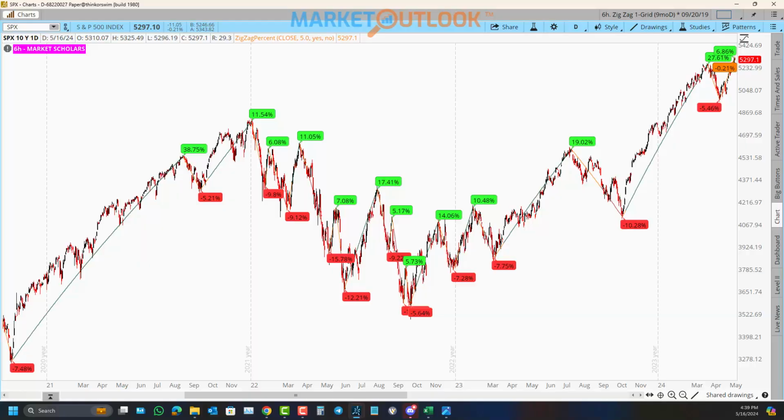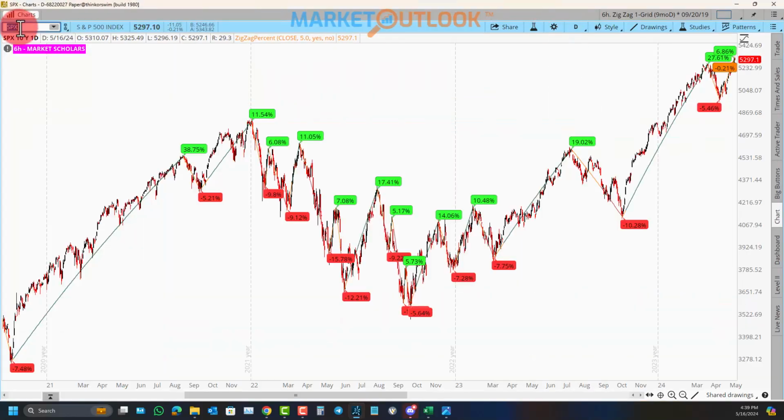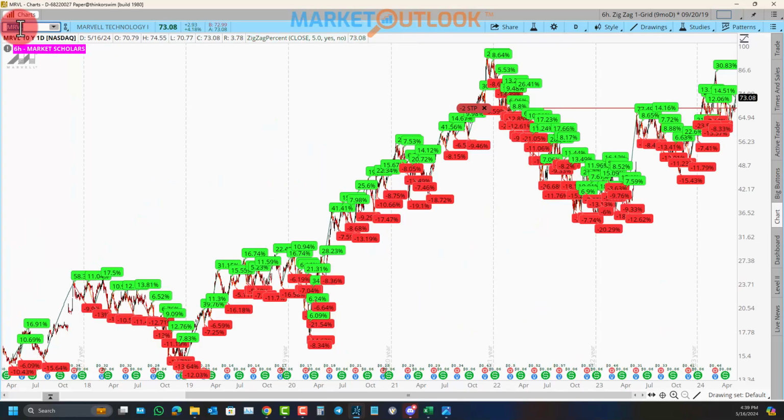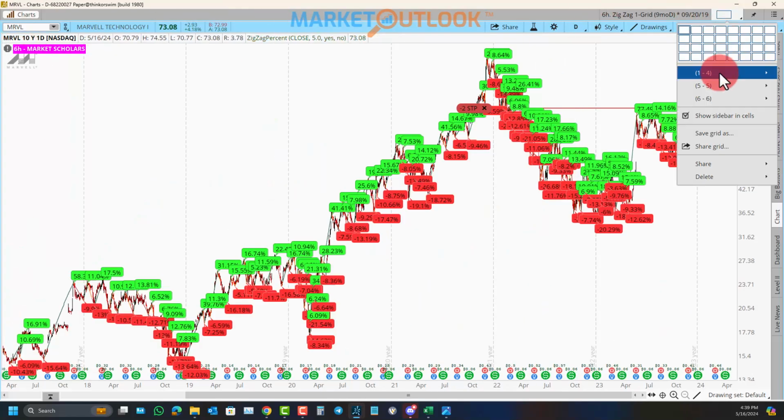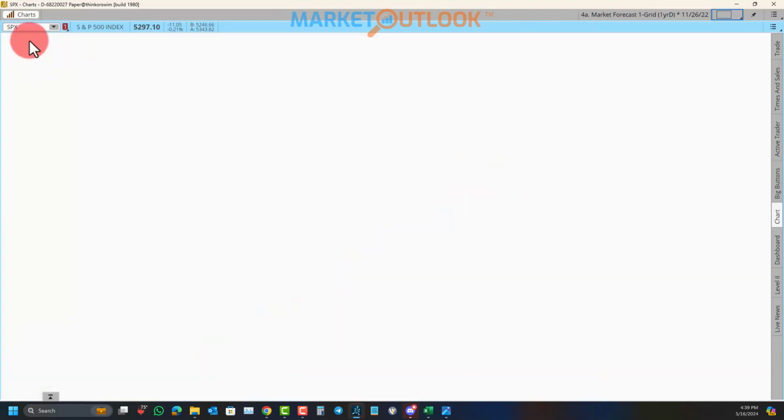All right, that doesn't mean that we can't do bullish trades though, and we have been doing bullish trades, and we're going to do another one today. So we take a look at Marvell Technologies. Let's take a look actually at the market forecast chart for Marvell right there.